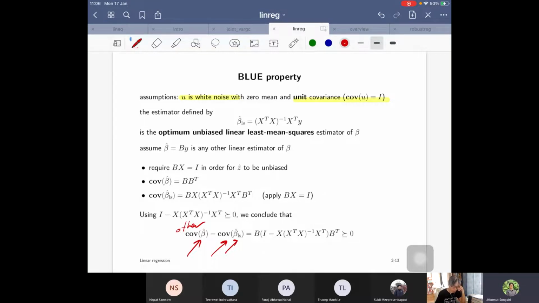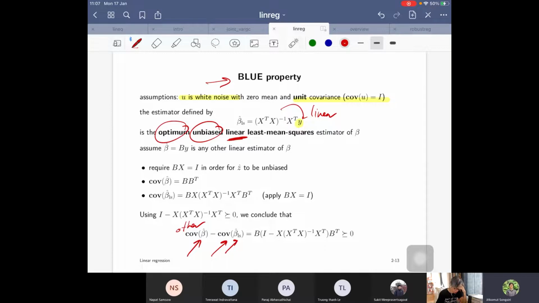This result is referred to as the BLUE property. It is best in the sense that the least square estimator has a linear form. It is linear because beta hat is a linear function of y. It is also unbiased, because you are going to compare among the unbiased estimators. And it is optimal in the sense that the covariance is smallest.